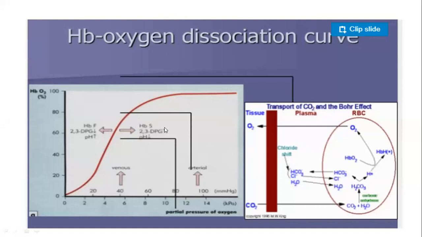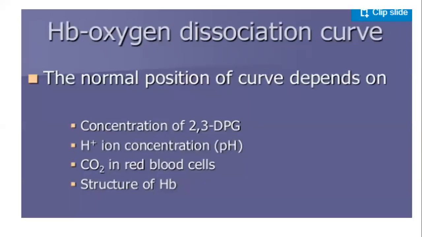Hemoglobin S is the same. It's very difficult to heavily saturate hemoglobin S. You need higher pressures of oxygen to get the same outcome. And the vice versa occurs when it comes to releasing oxygen to the tissues. I don't need to belabor this.